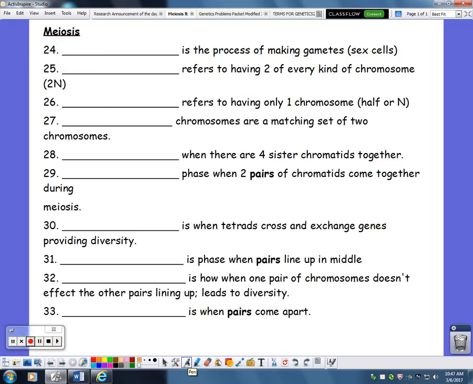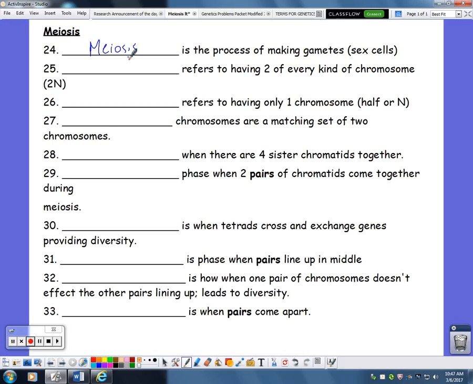Meiosis, a review of what we talked about last time. What's the process of making gametes? Meiosis, right. Usually the hint is the title of that section. That's pretty easy. So meiosis, of course.